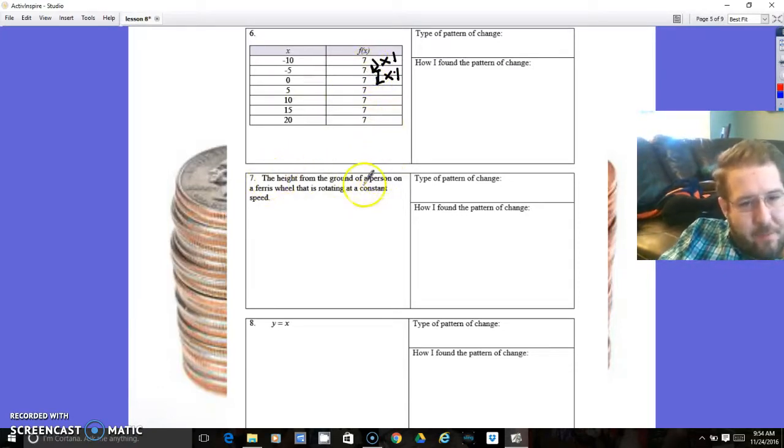7. The height above the ground of a person on a Ferris wheel that is rotating at a constant speed. So I'm not a big fan of this question because it's not really keeping constant whatsoever. That's my picture of a Ferris wheel, by the way.